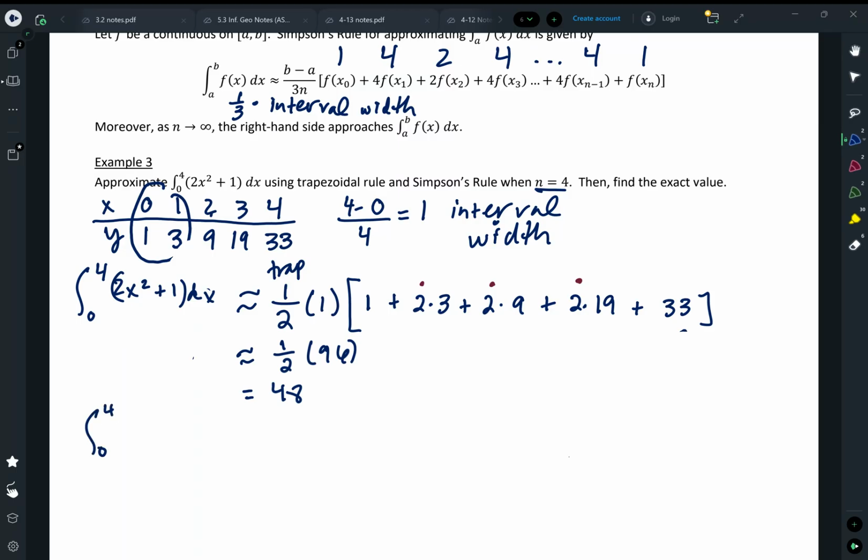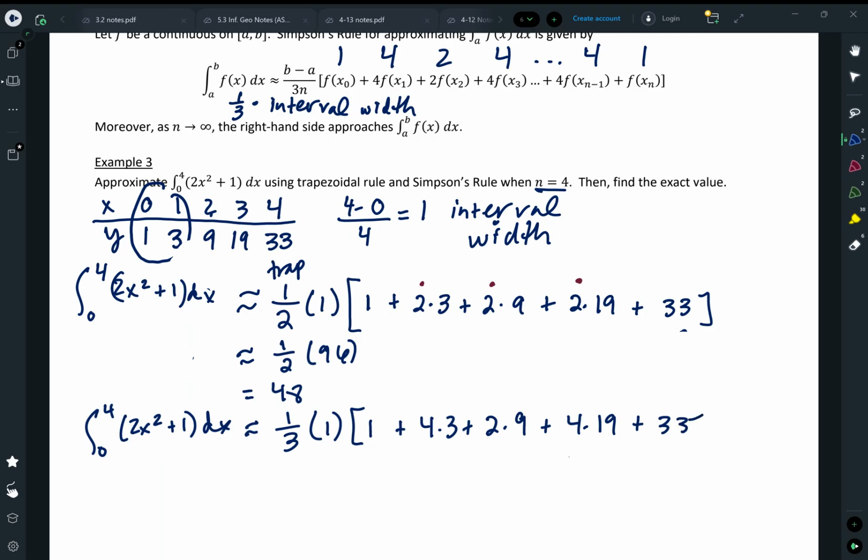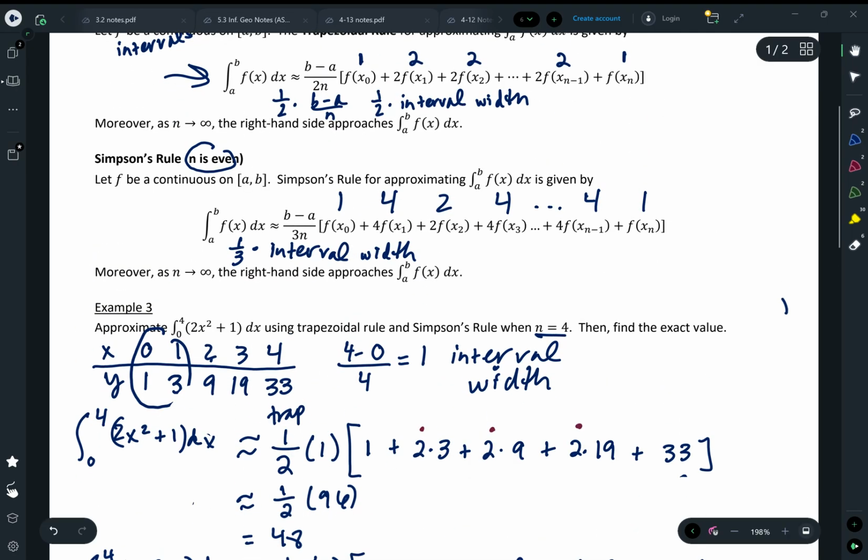When we do an approximation for Simpson's rule, instead of a 1/2, we'll have a 1/3. Our interval width is still 1. And then this time when we list out our y values, we list out 1, and then 4 times 3, and then 2 times 9, 4 times 19, and then just 133. So remember, we're using this pattern from up above, from Simpson's rule: 1, 4, 2, 4, all the way until we get back to 1 again.